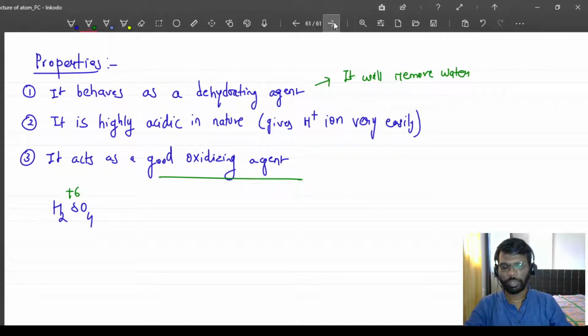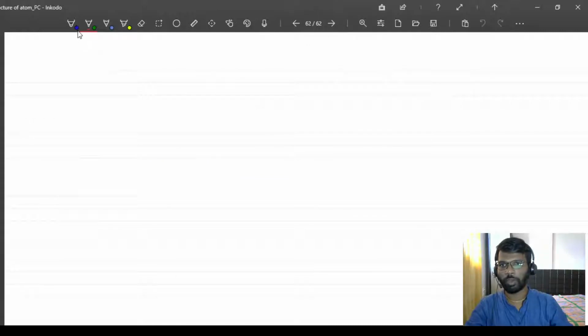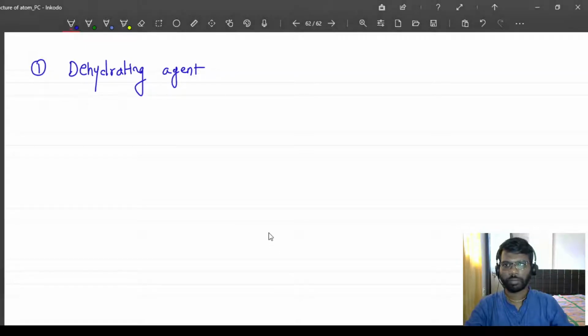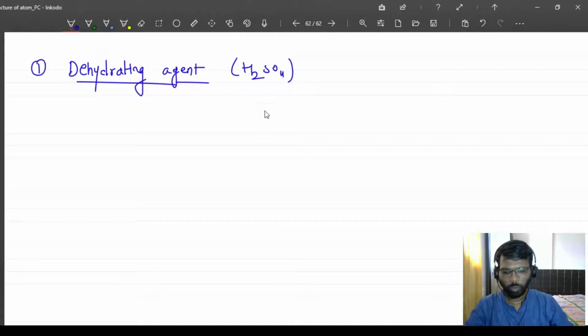Further, let us learn some reactions about the dehydrating agent. This H2SO4 is acting as a dehydrating agent. It can remove water very easily.